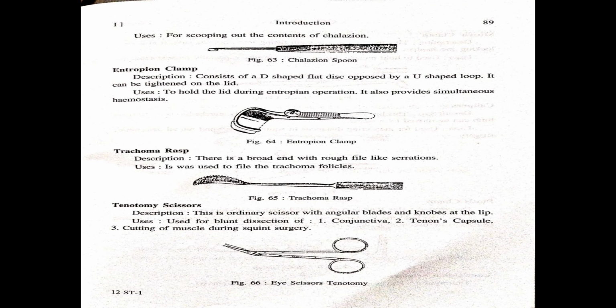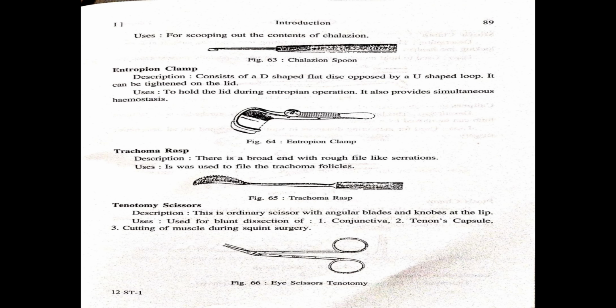Entropion clamp. Description: consists of a D-shaped flat disc opposed by a U-shaped loop. It can be tightened on the lid. Uses: to hold the lid during entropion operation. It also provides simultaneous hemostasis. Figure 64, entropion clamp. Trachoma rasp. Description: there is a broad end with rough file-like serrations. Uses: was used to file the trachoma follicles. Figure 65, trachoma rasp.